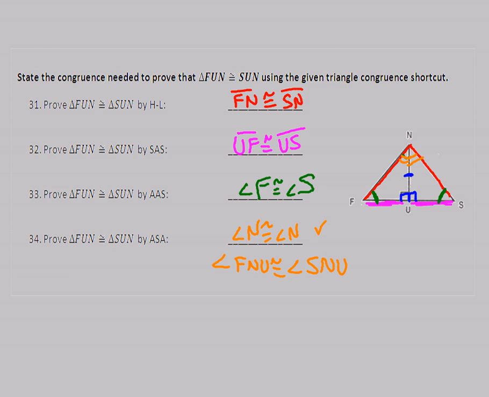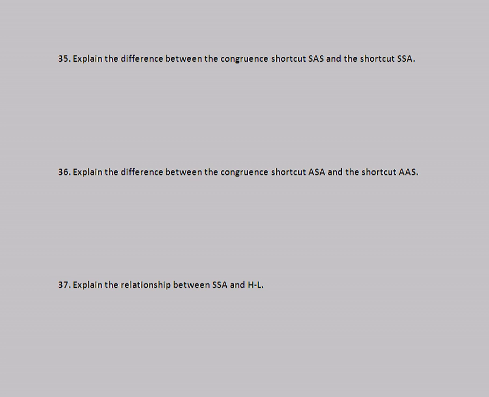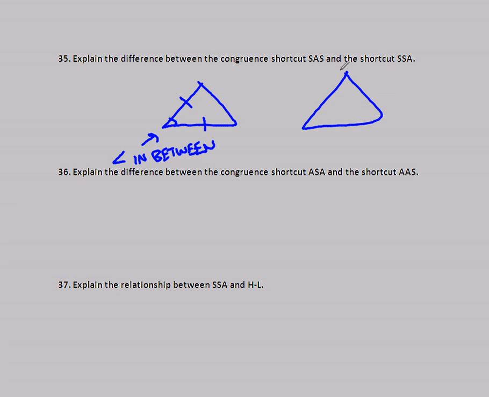Okay? Now we're in the very last part of this, the home stretch. Just explain the difference between some of these shortcuts. So use pictures to help you. This is side, angle, side. The angle is in between. Angle is in between the two sides we know. Versus side angle is where I have the angle not in between. Angle is not in between the two sides.